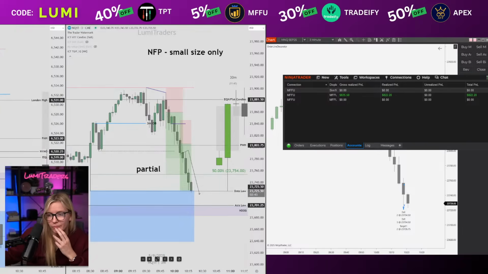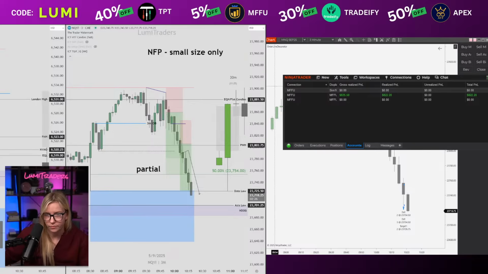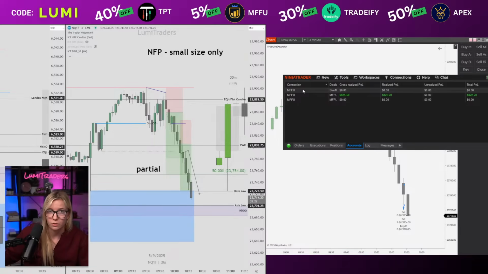New day opening gap. Okay. 23. I know, Asia low seems good. Yes, took data low. All right. Oh, just free fall so far.